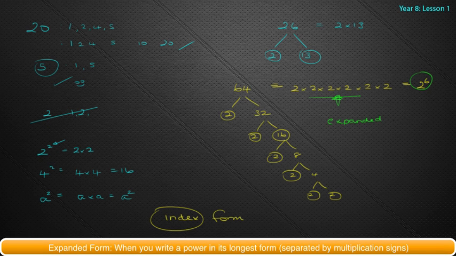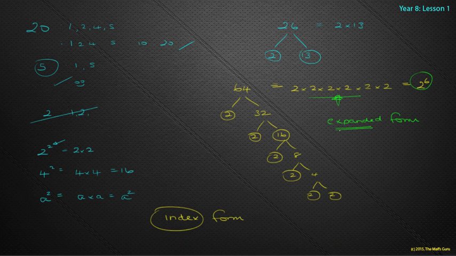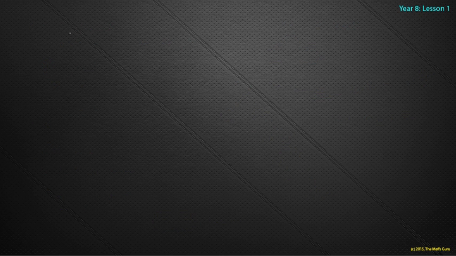And that is going to be important to you in your pre-test and your post-test. Expanded form tells you just to write things out long ways. So if I go from a squared to a times a, I've gone from index form to expanded form. All right? So remember, expanded form. But why do we use this floaty number business?